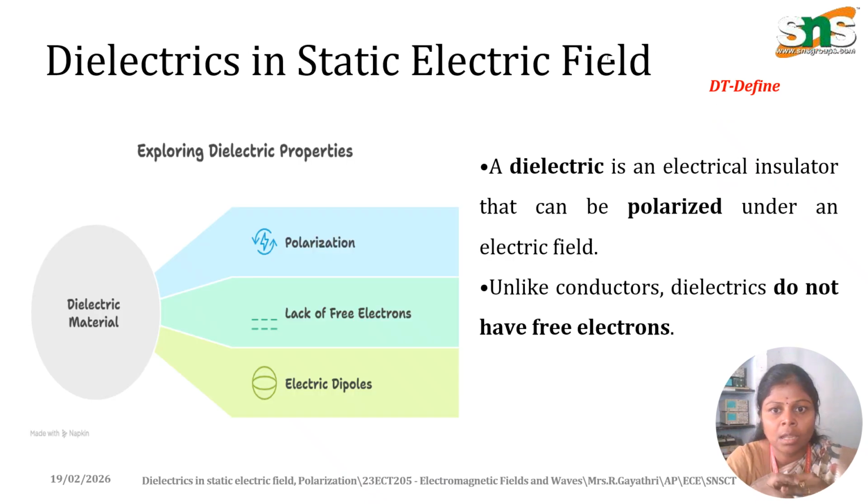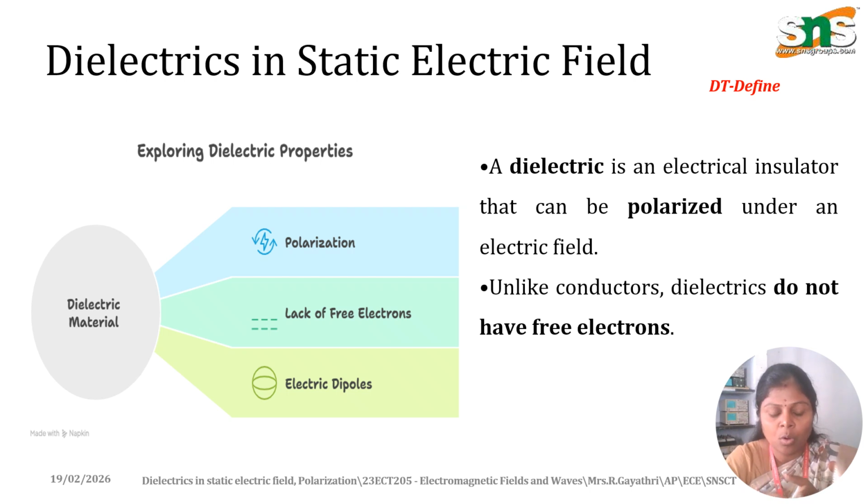Coming to the definition of a dielectric in a static electric field: a dielectric does not have any free electrons flowing in that body, and it can be polarized under an electric field. When it is placed in a static electric field, the bound charges shift slightly, and thus it produces an electric dipole.